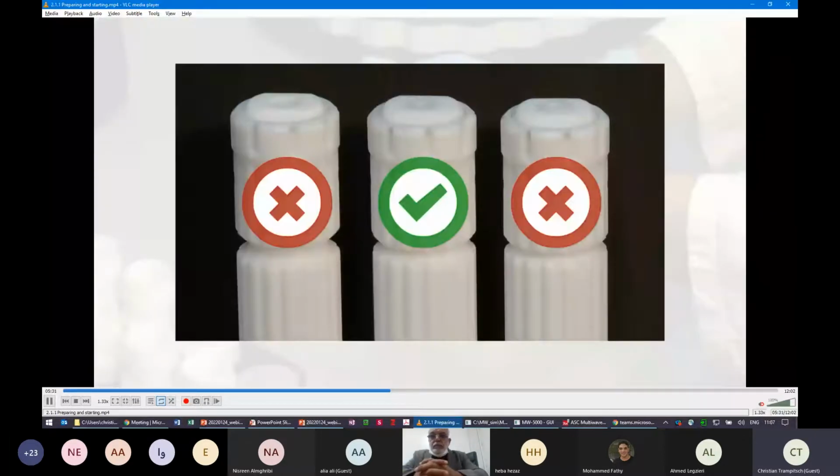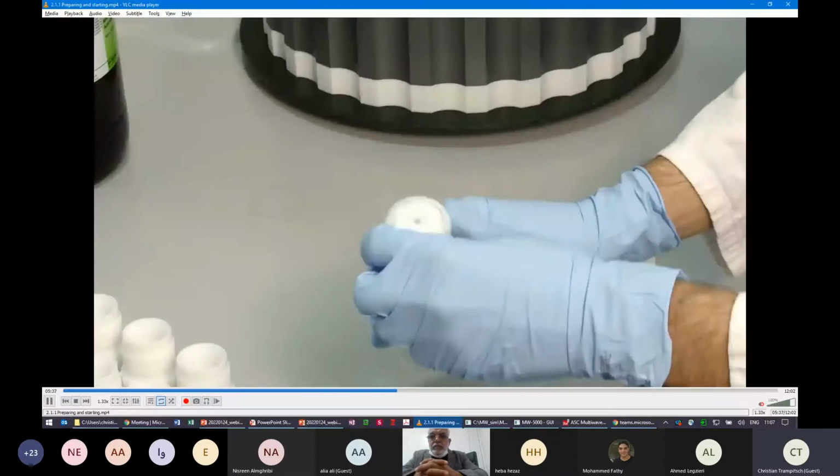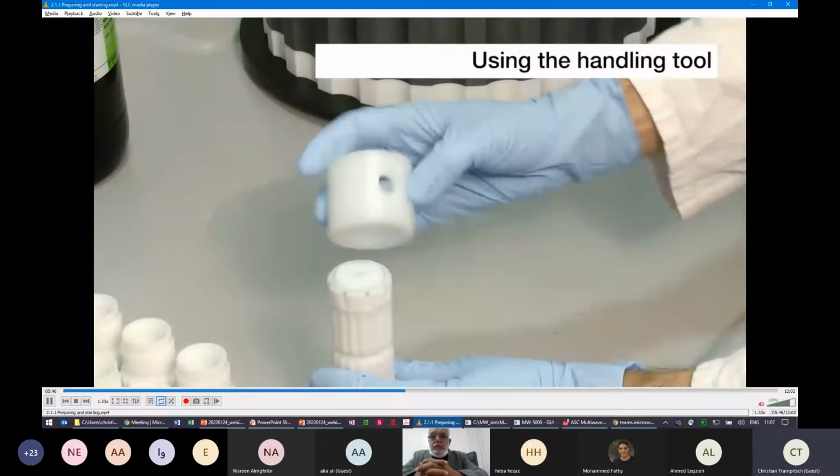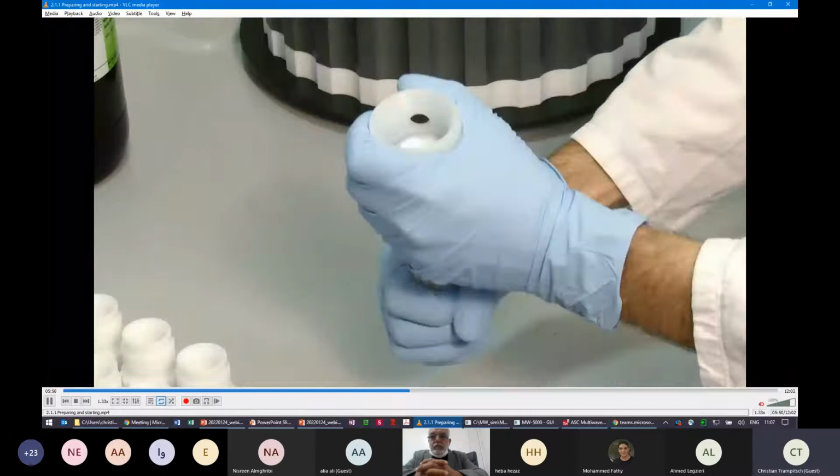But what you should consider with this vessel when you close it, okay, that's the second way. We also have a handling tool in case you don't like closing these vessels by hand. I personally like to do that with gloves.